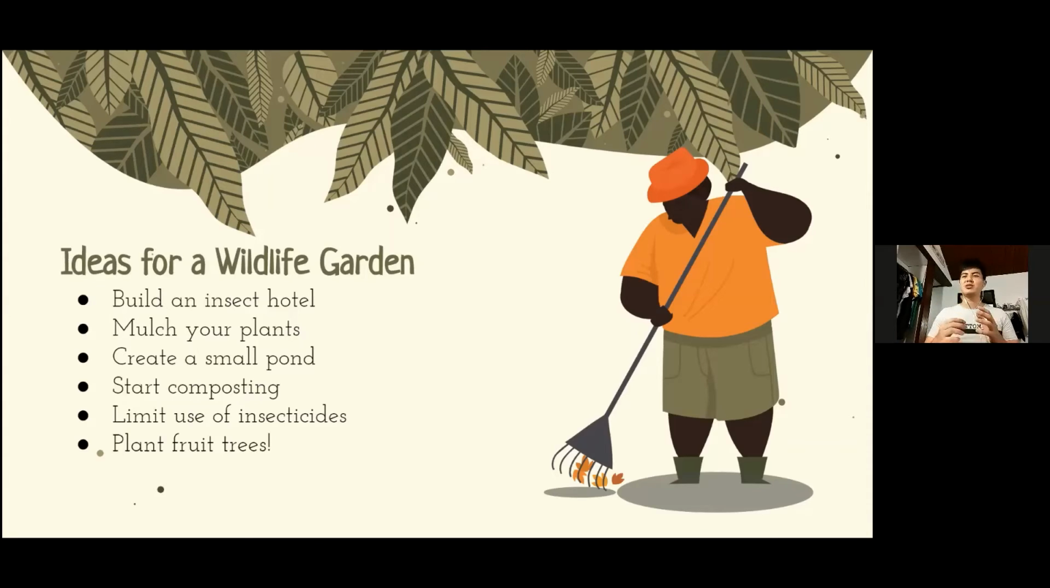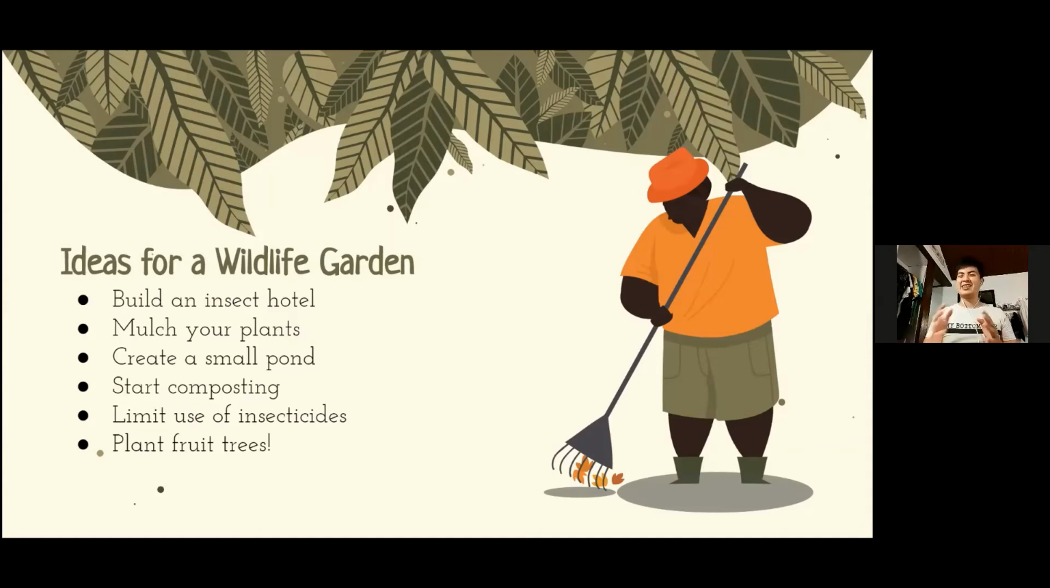So that will actually help to maintain the biodiversity that you have created earlier. If you put insecticides after you do all those things above, it might not help you to have a great success in building a wildlife garden.